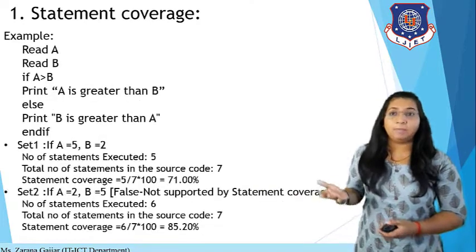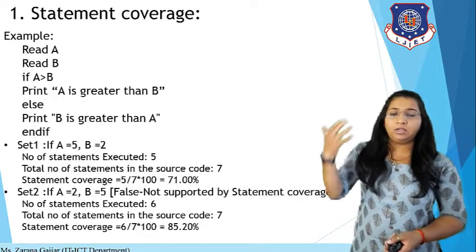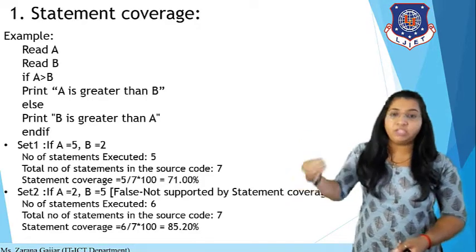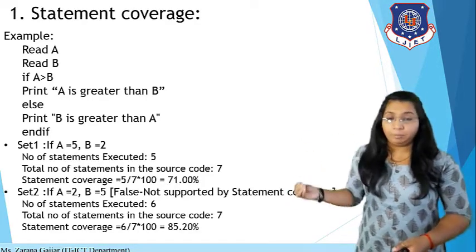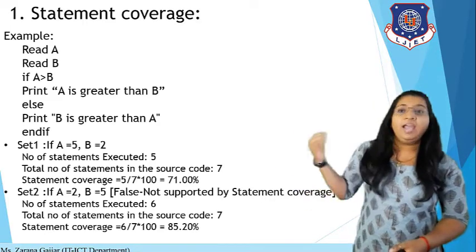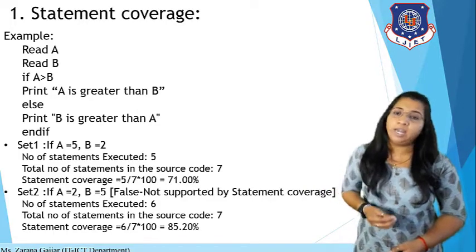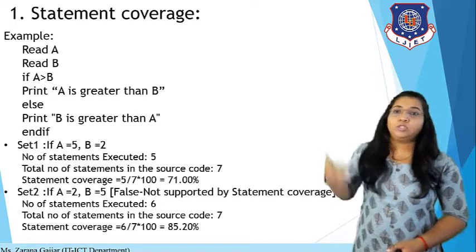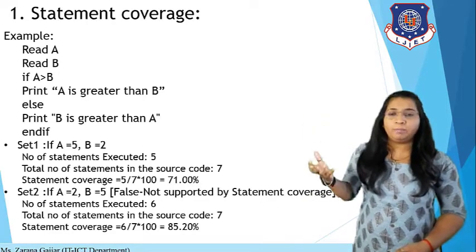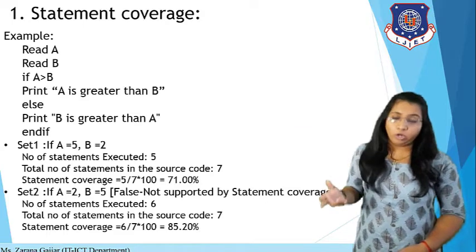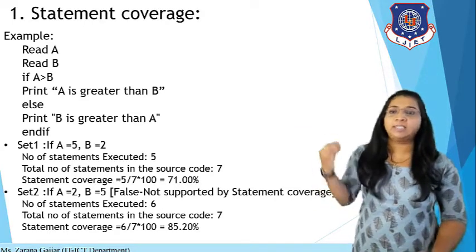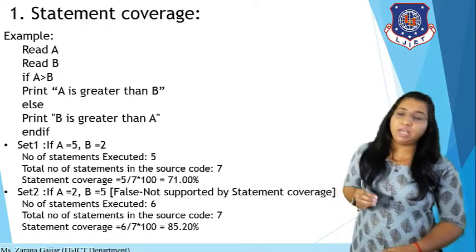Now let's take an example. The source code is: read A, read B, then check an if condition whether A is greater than B or not. If A is greater than B, then print A is greater than B, else print B is greater than A, and end if. So this is the source code for checking which number is greater. Here there are two sets of test cases we are checking.